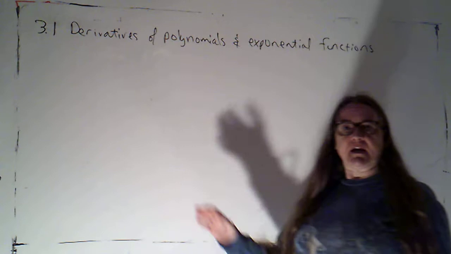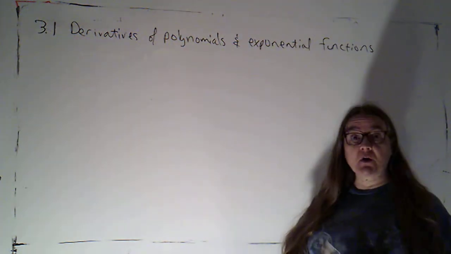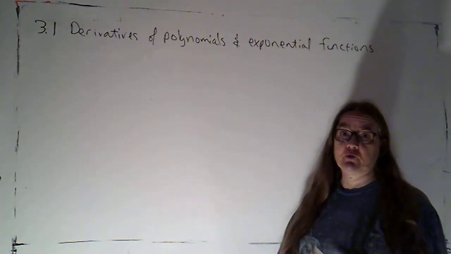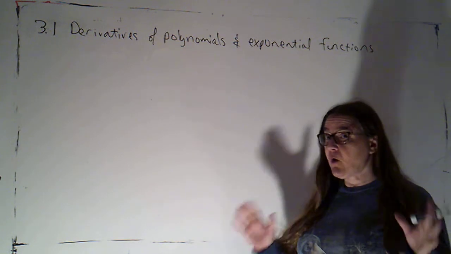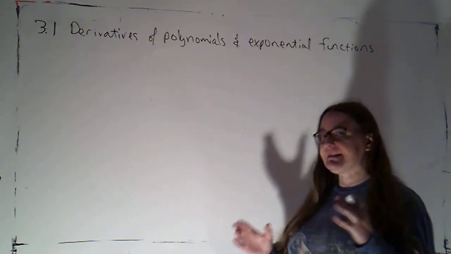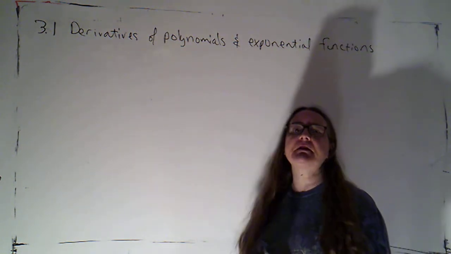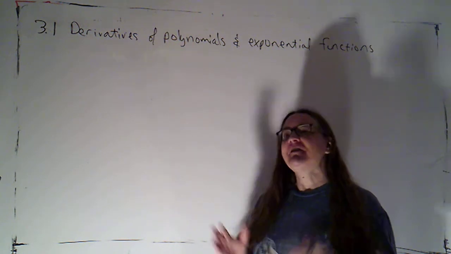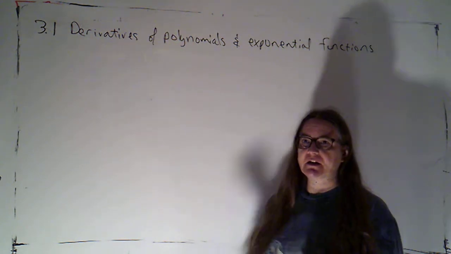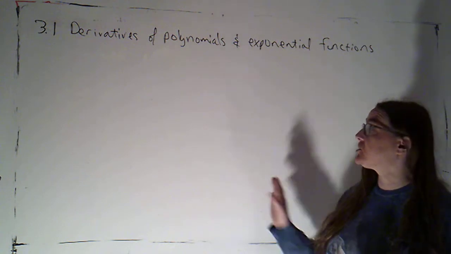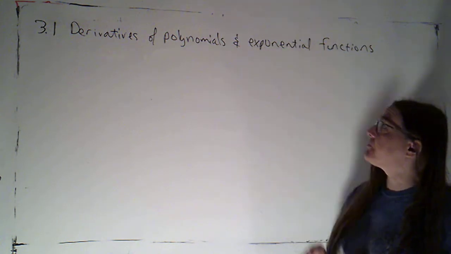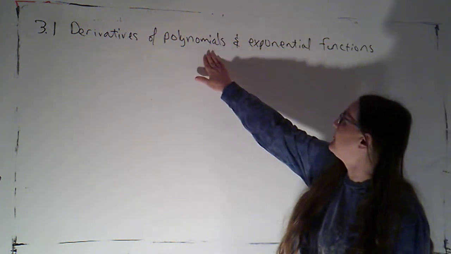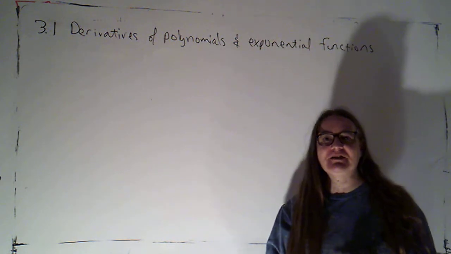In Chapter 3, we're going to start to learn some shortcut formulas for calculating a derivative. Up until now, if we wanted to take a derivative, we had to set up and evaluate the limit of the slope of the secant line. There are some nice algebraic shortcuts for getting to that result, and we're going to start learning those in section 3.1. In particular, we'll learn them for polynomials and exponential functions.